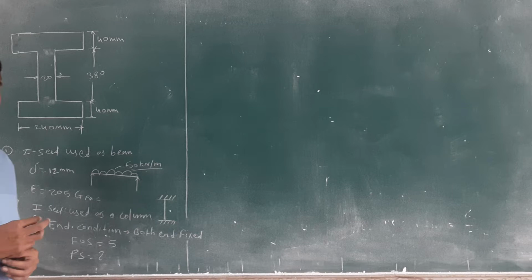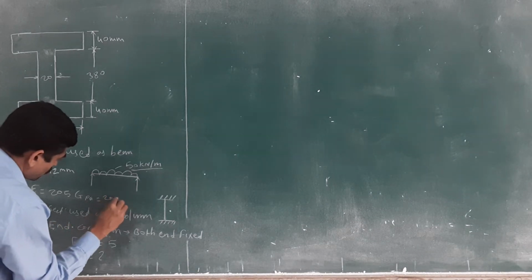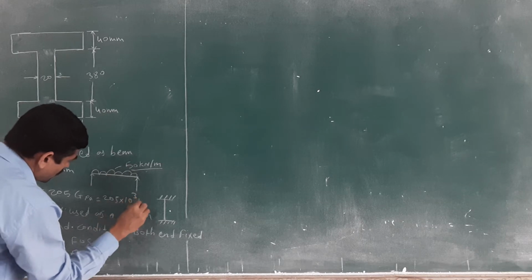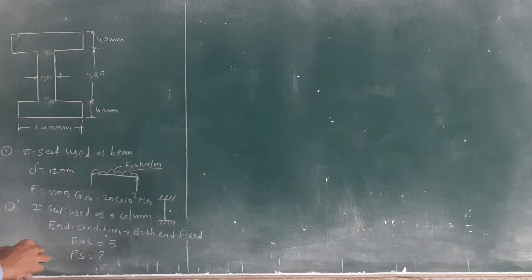GPa means gigapascal. You have to convert it to MPa. How to convert it to MPa? 205 into 10 raised to 3 MPa, or you can write Newton per mm square.